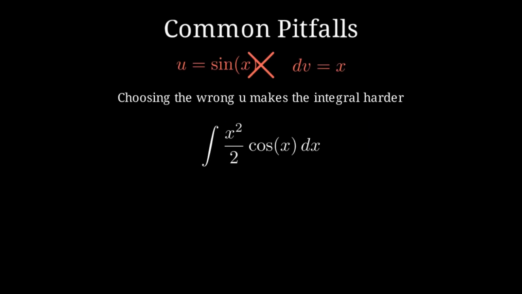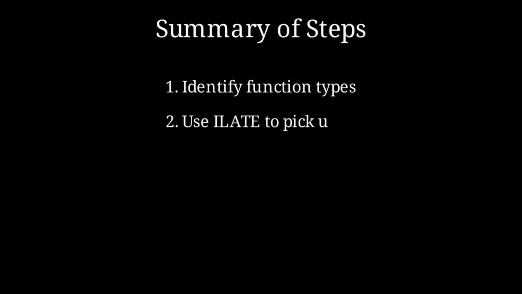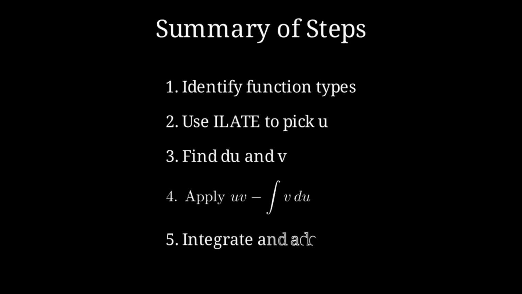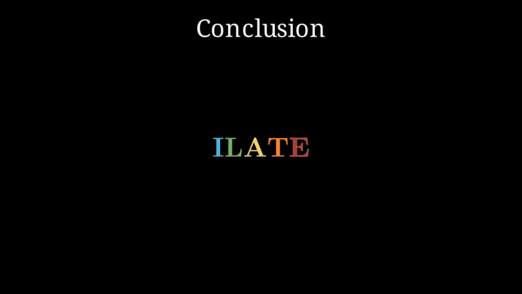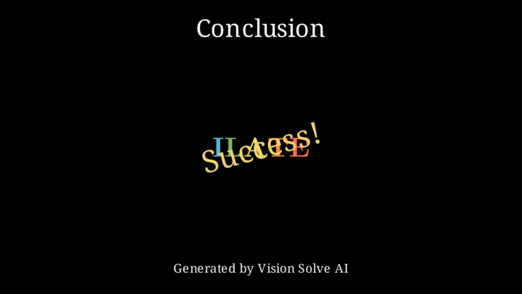To summarize, identify your function types, use the ALATE priority to choose u, calculate your derivatives and integrals, plug them into the formula, and solve the remaining simple integral. Consistency with this method will solve most product-based integrals. You now have a reliable system for integration by parts. Practice identifying the function types, and the ALATE rule will guide you to the correct solution every time.